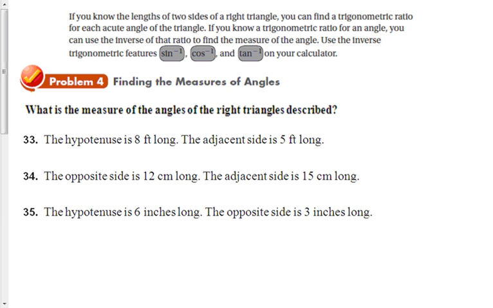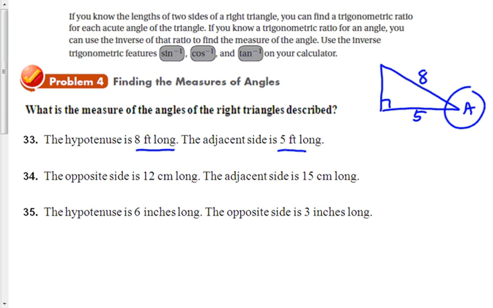it says the hypotenuse is 8 feet long and the adjacent side is 5 feet long to this angle that we're looking at. So that would look like this on a triangle. The hypotenuse is 8, and let's say we're trying to find this angle A. The side adjacent is 5, so this angle here. So we can actually find the measure of this angle because we have the ratio. And I'll just put my work down here.